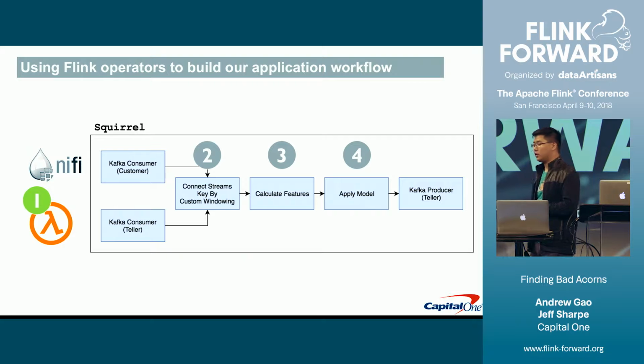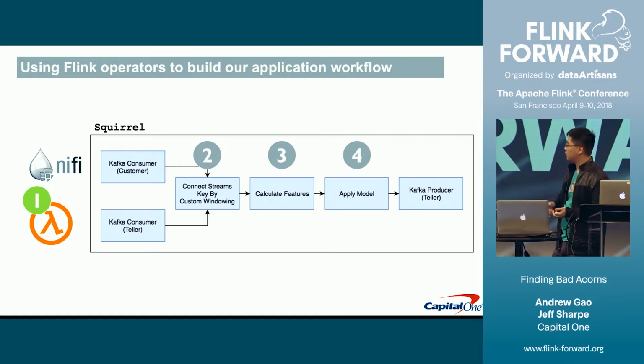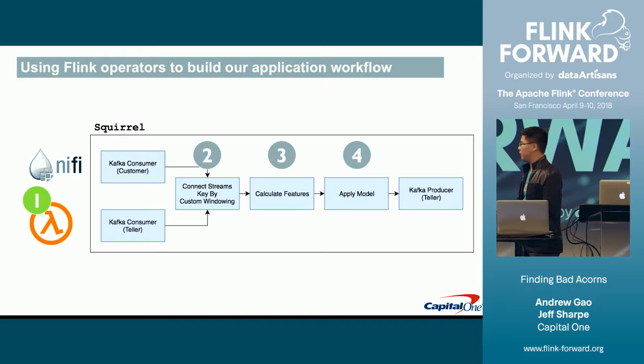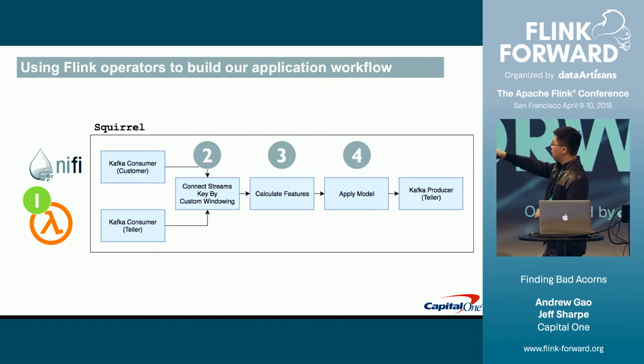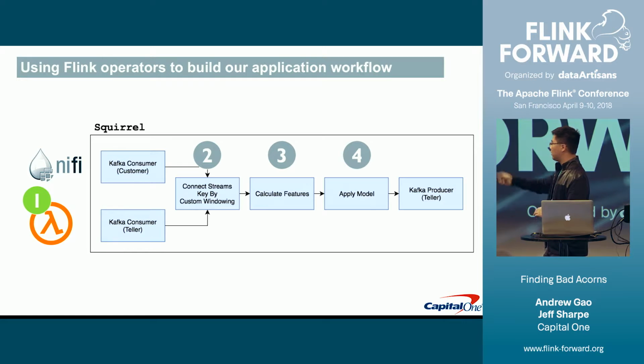So this is what our DAG looks like in Flink right now, or I should say a job graph looks like. On the top we have NiFi writing to the Kafka topic for the customer transactions. And then on the bottom we have a Lambda endpoint on AWS hitting the Kafka topic for the teller transactions. We connect those two streams, and then we do a keyBy for parallelism, and we have some custom windowing that Jeff will talk about.